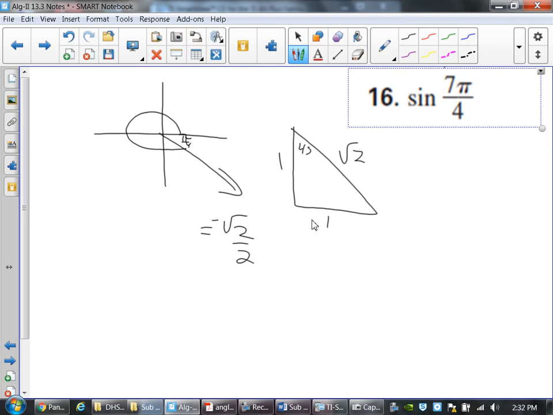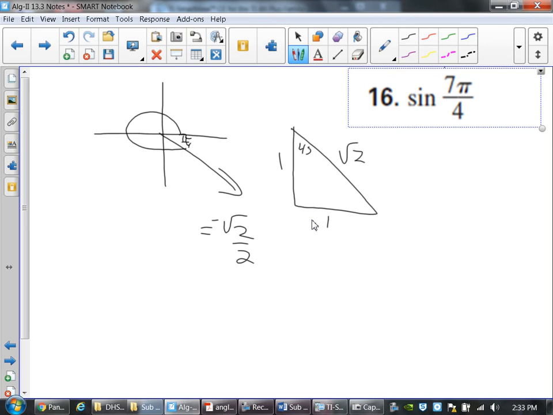What if it's not as easy as getting 30-60-90 or 45? You have to use a calculator. Put your calculator in radians and it'll give you some decimal answer. Multiply it by 2 and square it. You're going to get 2. That's the final answer. Negative root 2 over 2.